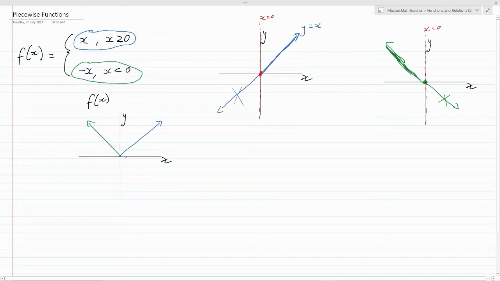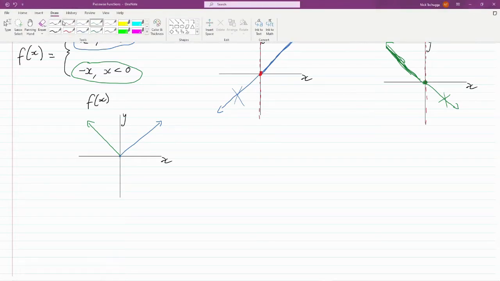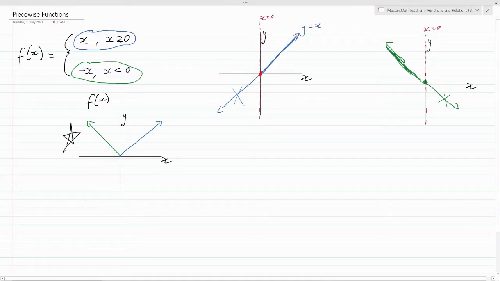It's saying for every x value greater than 0, we're following the blue line. For every x value less than 0, we're following the green. So this graph, where there are the two colors on it, is the official f of x graph. Okay, let's do another example of that.